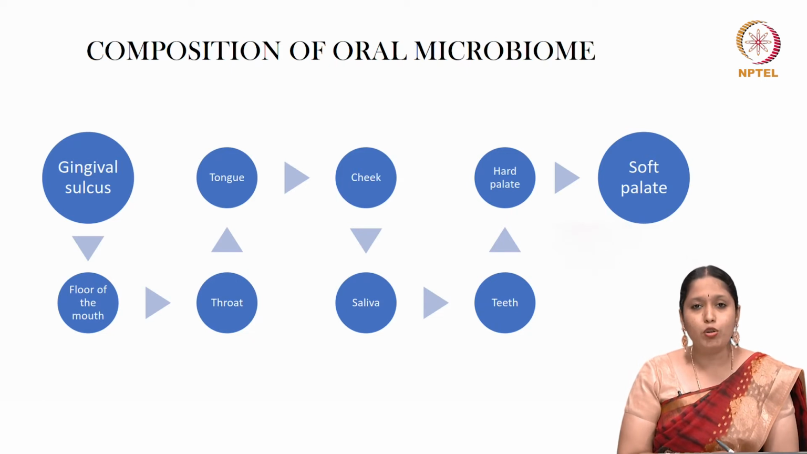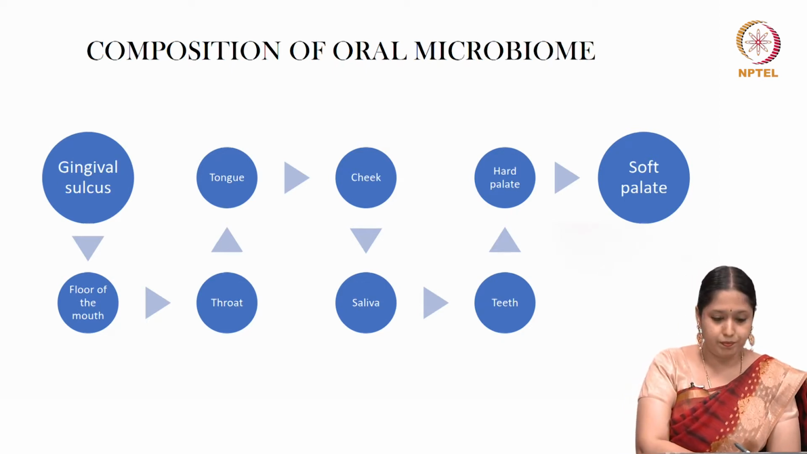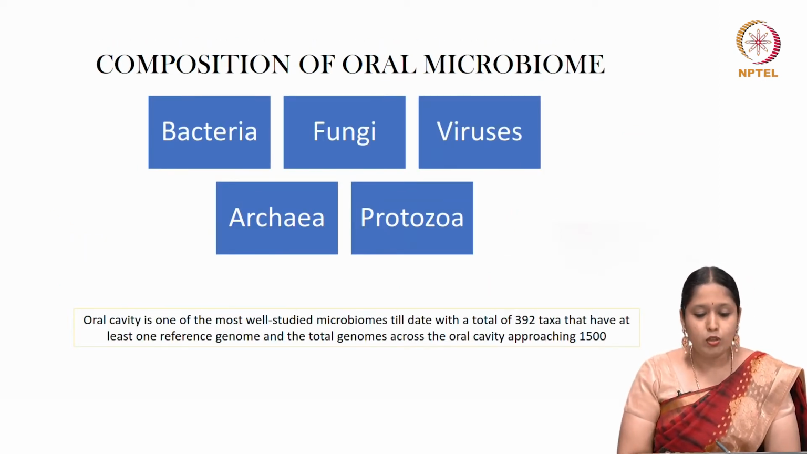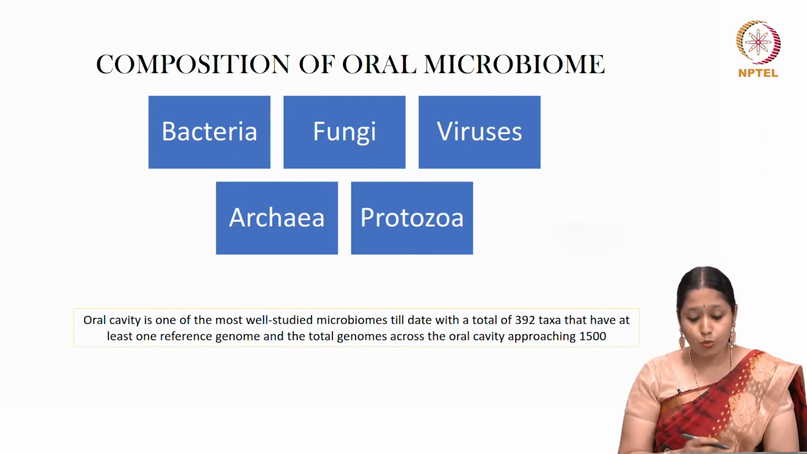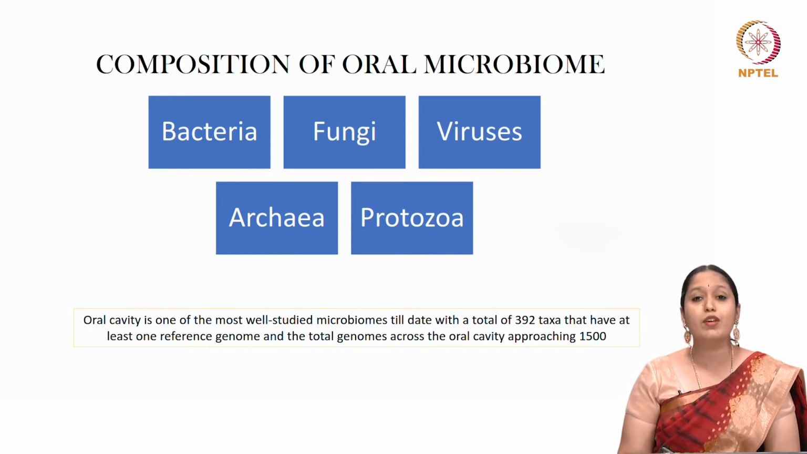Oral microflora or microbiome are seen in the gingival sulcus, tongue, cheek, hard palate, soft palate, floor of the mouth, throat, saliva and teeth. It also includes bacteria, fungi, viruses, archaea and protozoa. The oral cavity is one of the most well studied microbiomes to date, with a total of 392 taxa that have at least one reference genome and the total genomes across the oral cavity approaching 1500.